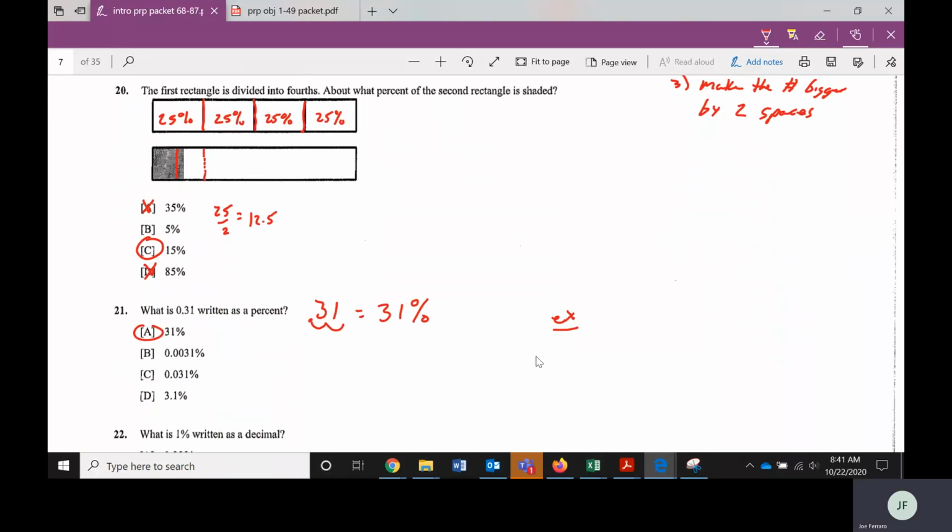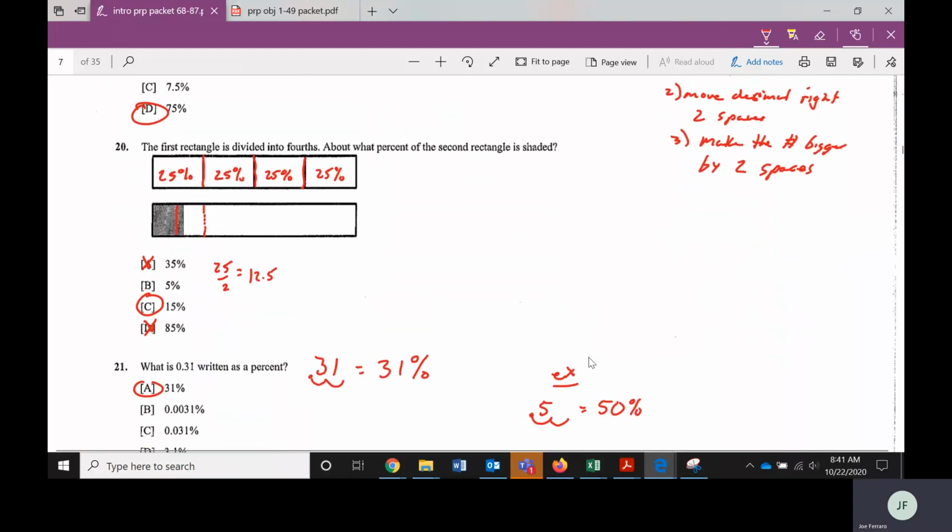Now, I don't think they have an example like this, but just another example is if we had 0.5, just one number instead of 2. You still move it 2 spots. So you go 1, 2. Any open spot, you put a 0. So this would be 50%, not 5%. Just in case you see something like that.